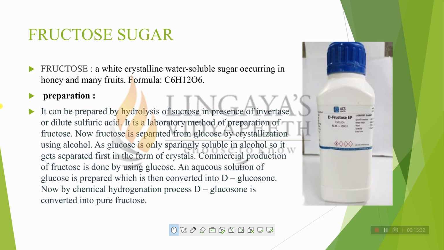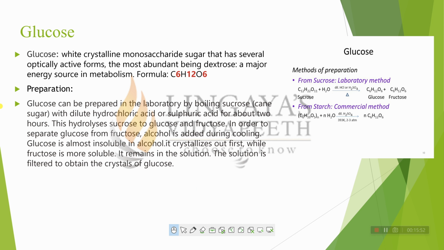Now fructose sugar. Fructose sugar is also a white crystalline water soluble sugar which occurs in honey and many fruits. It can be prepared by the hydrolysis of sucrose in the presence of the enzyme invertase or dilute sulfuric acid. It is a laboratory method of preparation of fructose.